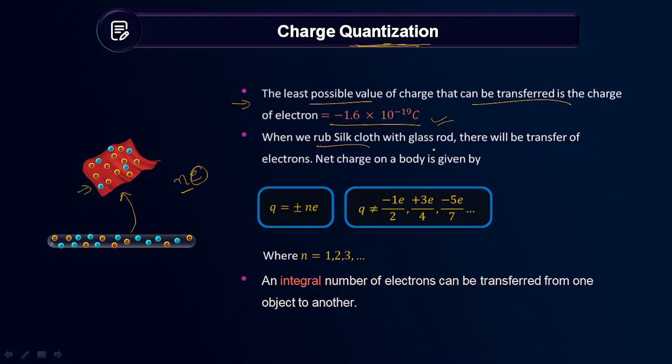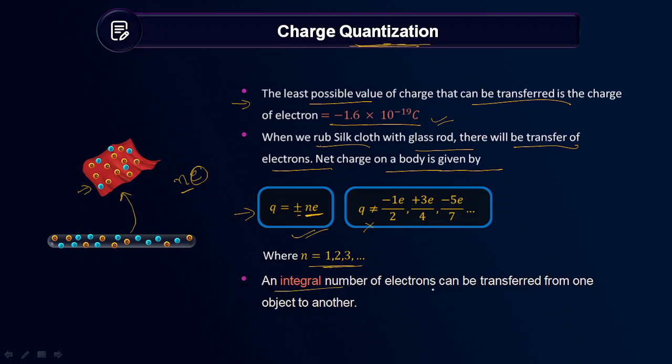So when we rub a silk cloth with a glass rod, there will be a transfer of electrons, and the net charge on the body is given by total charge equal to the number of electrons that were transferred to or from the object. If electrons are transferred to the object, it is a minus sign, otherwise a plus sign. So plus or minus n e. It is not possible that half of an electron is transferred, right? So these fractional terms are not possible. This will be the charge Q, that is equal to ± ne, and the value of n can be 1, 2, 3, 4, and so on, integer numbers.